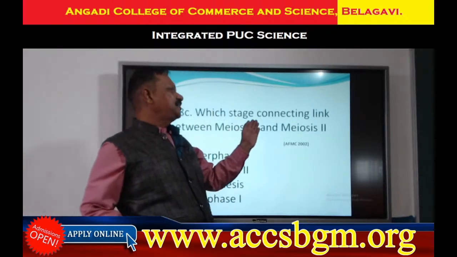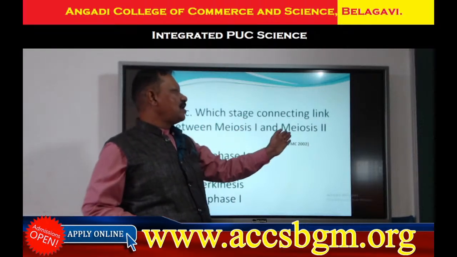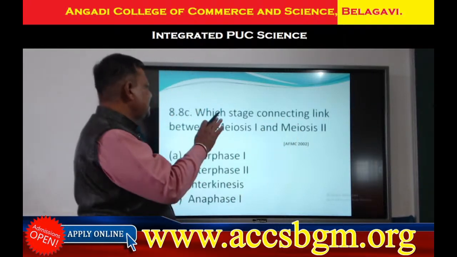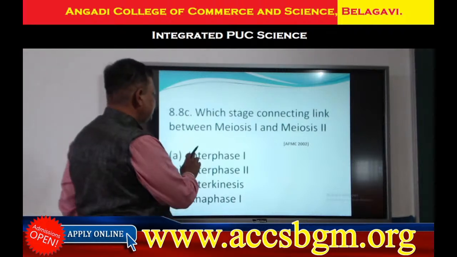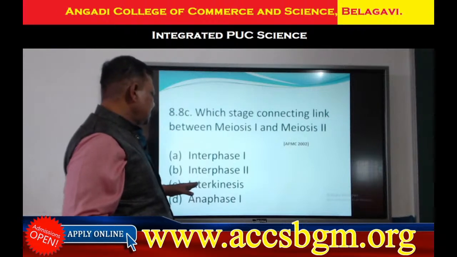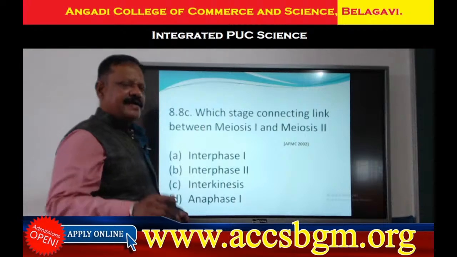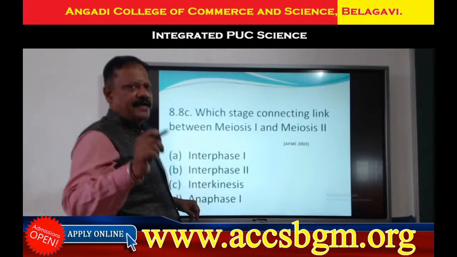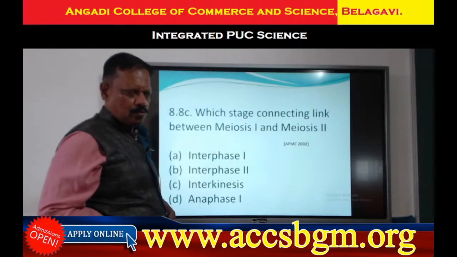which stage is the connecting link between meiosis 1 and meiosis 2? Just see, the options are interphase 1, interphase 2, interkinesis, anaphase 1. It is option C, interkinesis. It is the connecting link between meiosis 1 and meiosis 2.